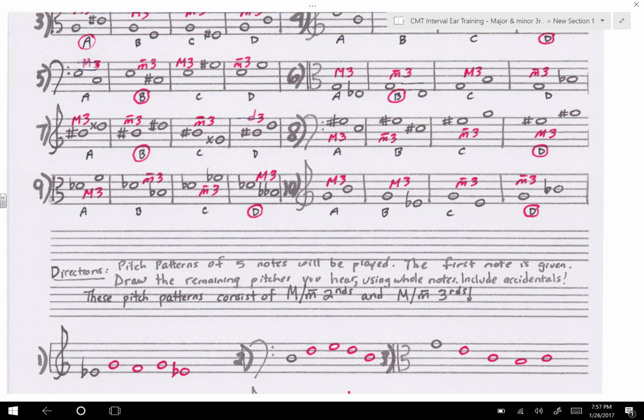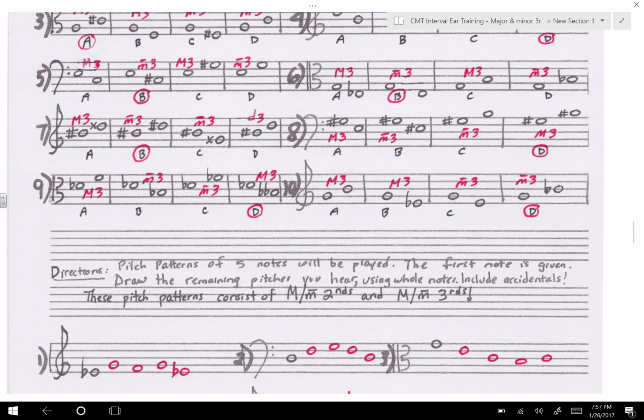We're opening up with a major third, down a major second, up a major second, down a major third. If I were to solfege this to my ear, it sounds like do, mi, re, mi, do. Let's listen. That one was a pretty easy one.